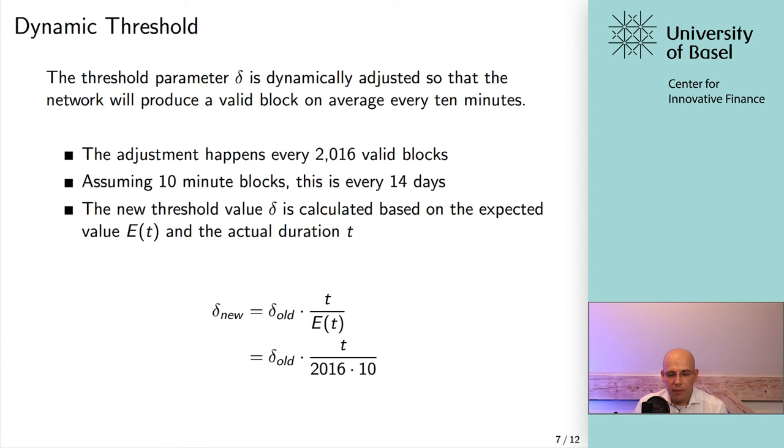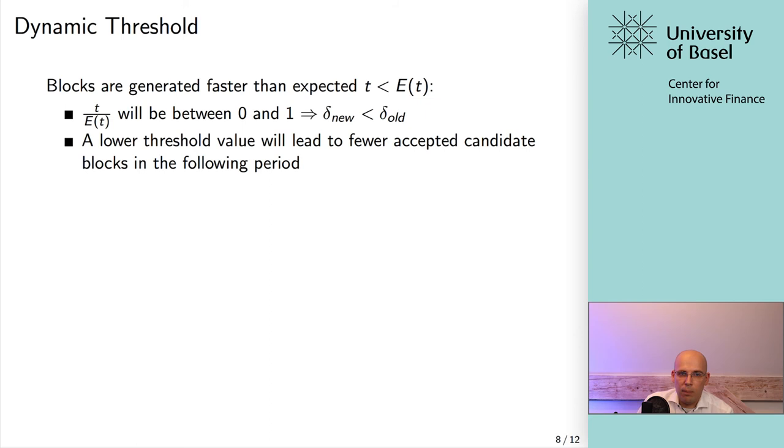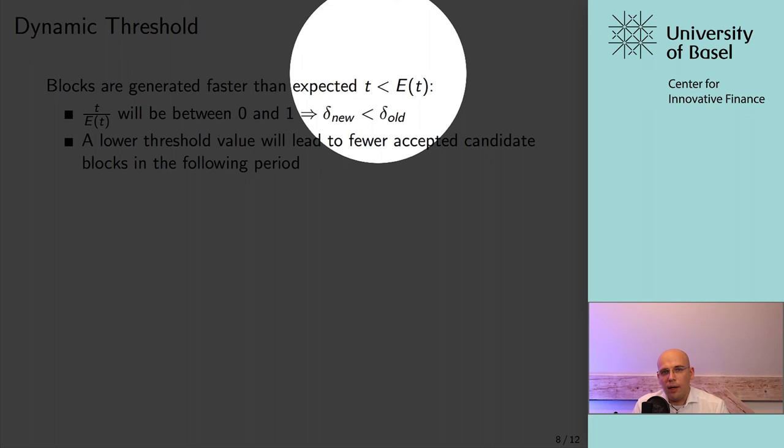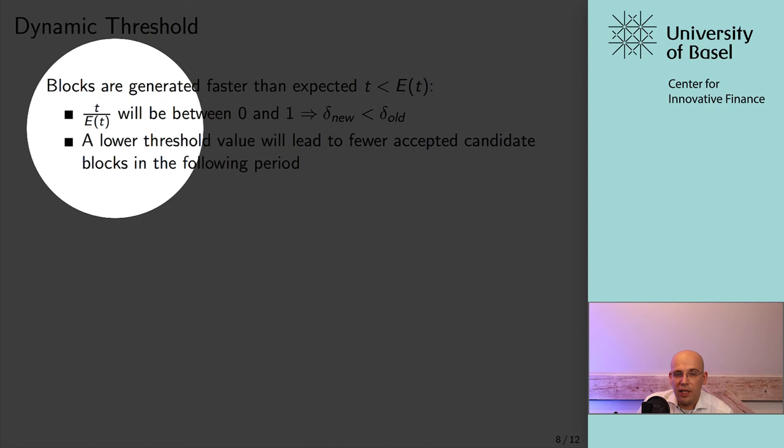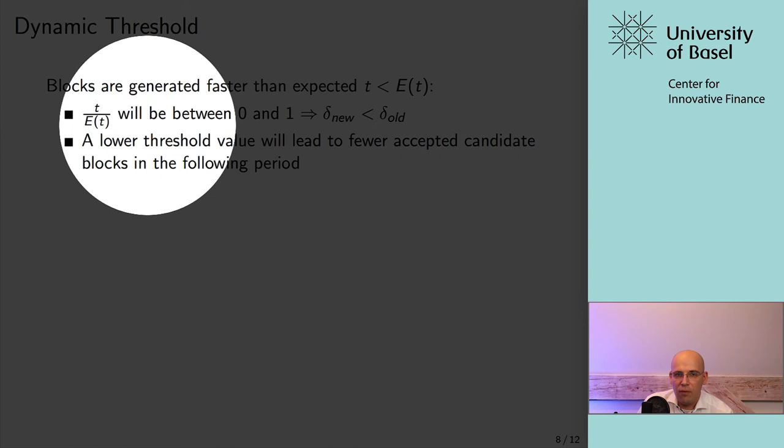Now, what does it mean when you keep this equation in mind right here? Then you have two situations. When the blocks are generated, let me switch to my spotlight, when these blocks are generated faster than expected, so the actual time would be smaller than what you would expect as the expected time, so you're really faster, then you have a situation where t divided by the expected t, so the actual time divided by the expected time, will be between 0 and 1. Why is that the case?